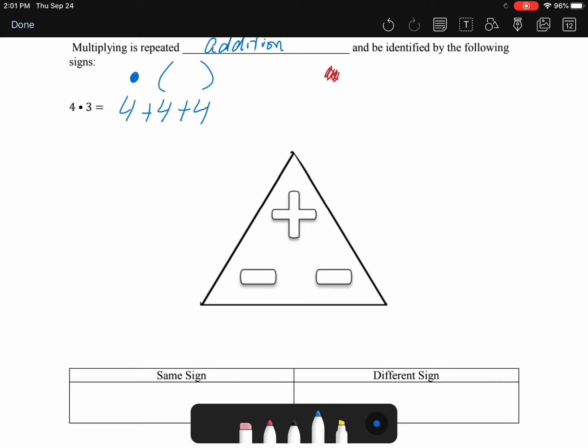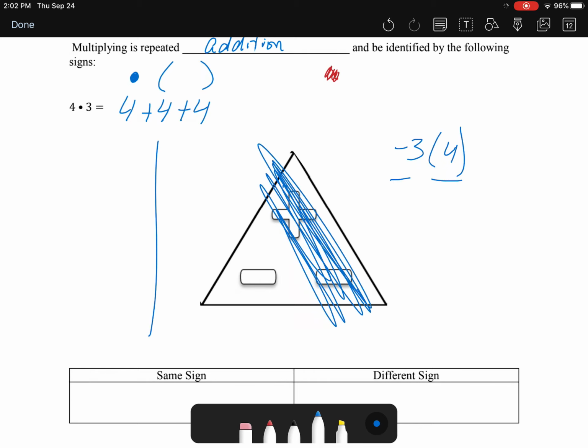Now, we're talking about integers, so negative numbers are going to be put into play. There is a nice little trick here. If we have negative 3 times 4, you just cover what you have. I have 1 negative and 1 positive, so I will cover these guys right here. And whatever is left over, I know that my answer is going to be negative whatever 3 times 4 is.